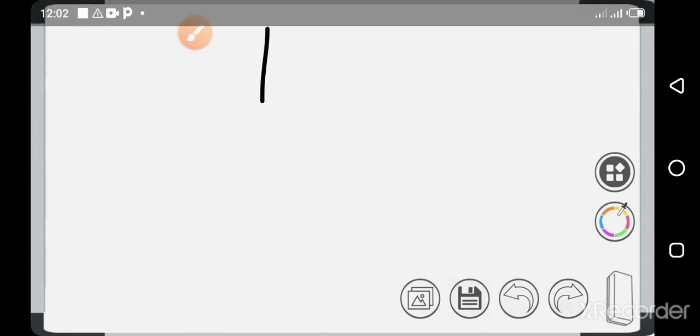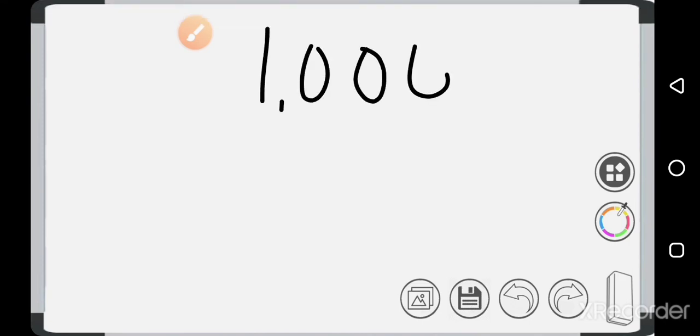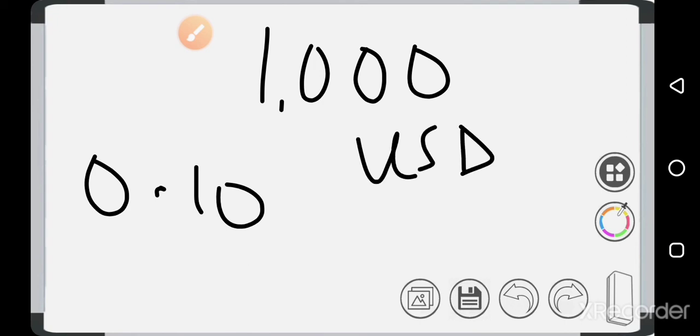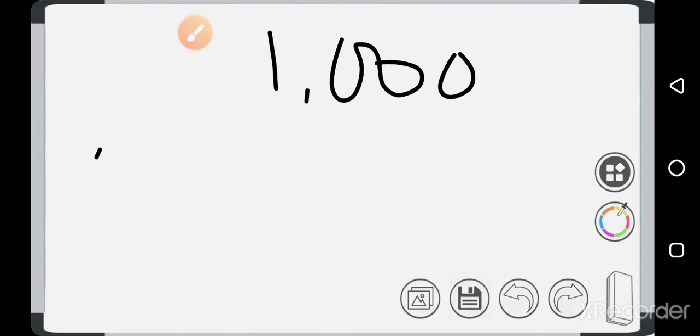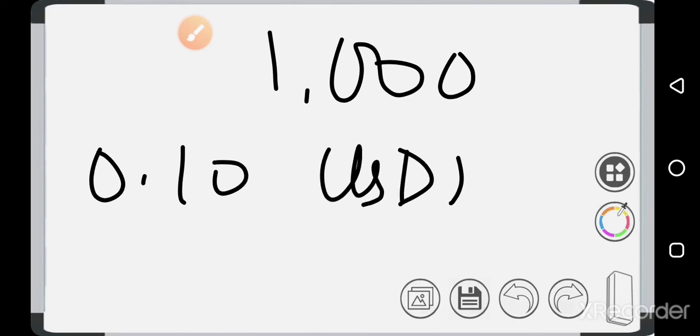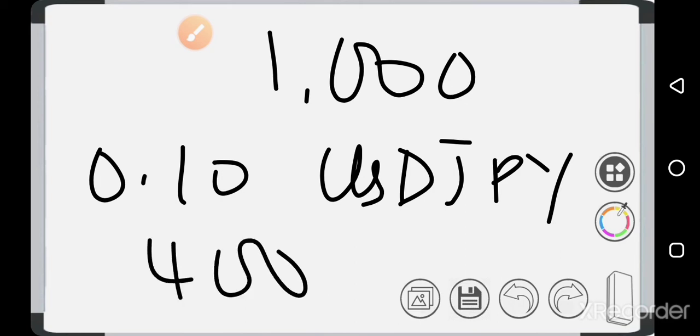Let's say you had $1,000 in your account and you only place one trade. Let's assume you only place one trade of USD JPY. So you have $1,000, okay, and then you only placed one lot size of 0.10 for USD JPY, okay. Now, it means 400 was set aside, so you are left with 600. Is that not it?